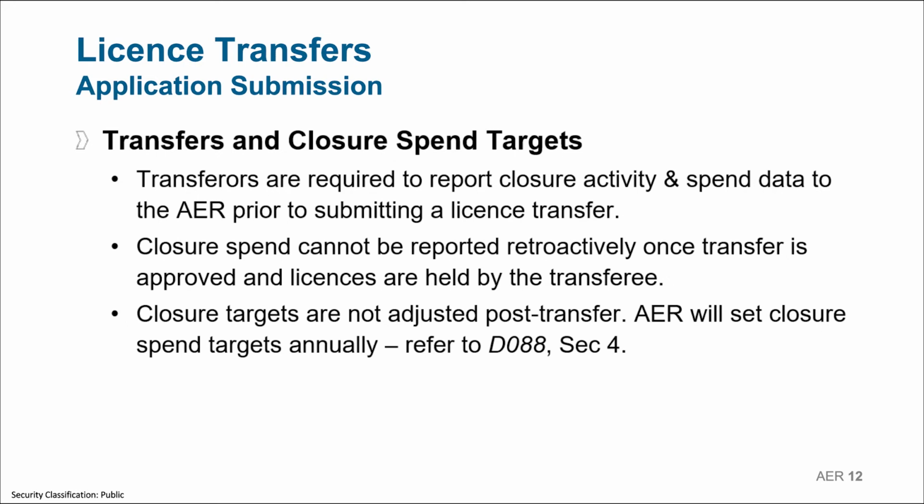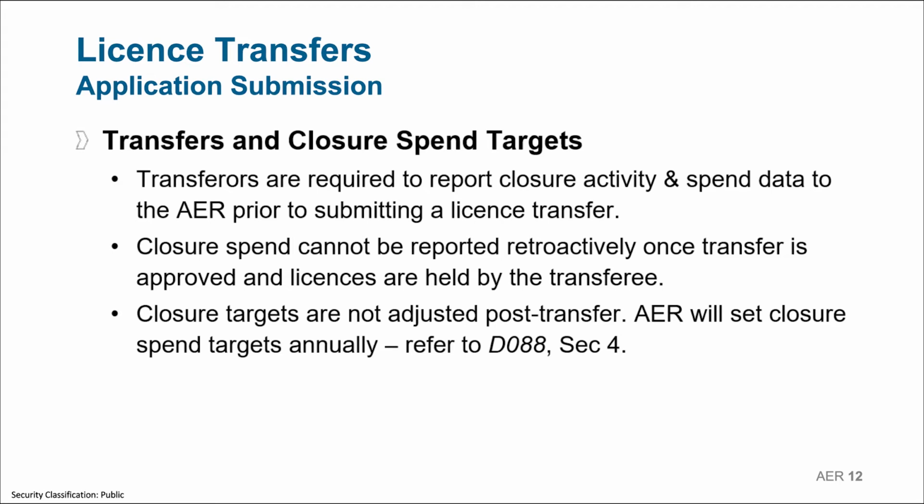Another change is that closure activity reporting is now a requirement in the license transfer process. Closure activity and spend can only be submitted by the licensee of record, and reporting is required before the licenses are transferred to a new party. Once the transfer is complete, the previous licensee will not be able to submit and receive credit toward their closure spend target for the transferred licenses.